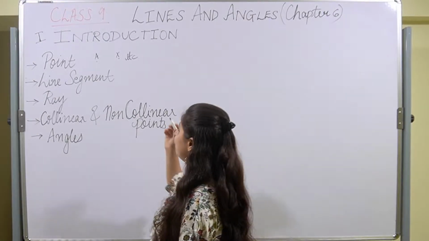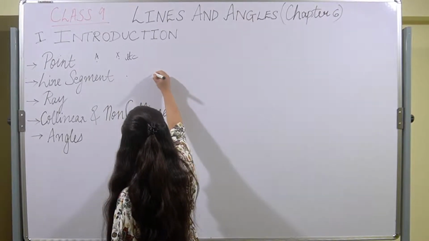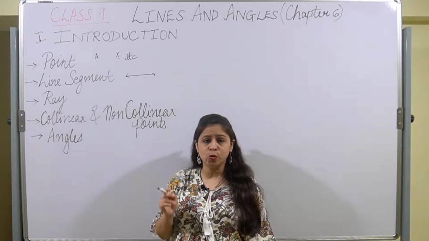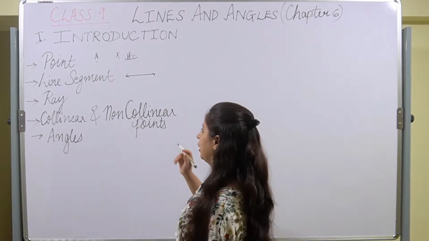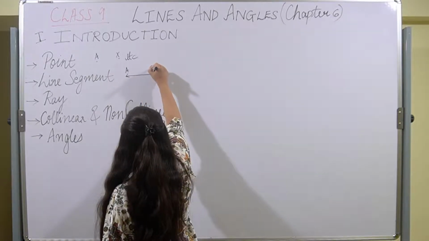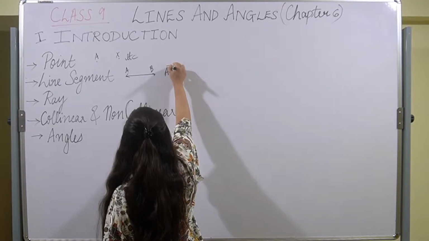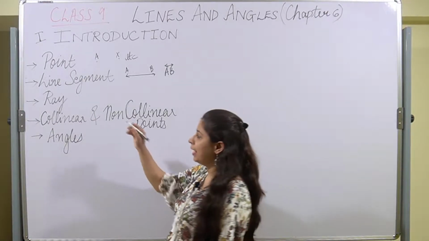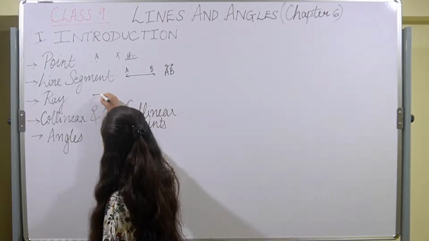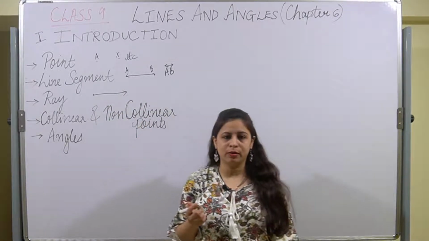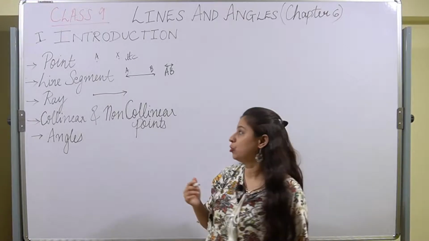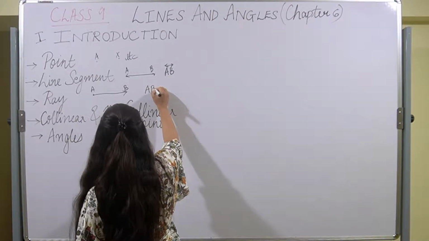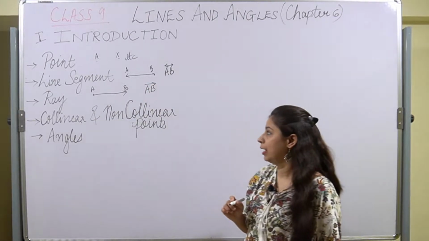Then a line segment. If we join 2 points, then it forms a line segment like this, and it is denoted with the help of 2 arrows. Then a ray. A ray can be drawn with the help of only 1 point, and it is denoted with only 1 arrow.